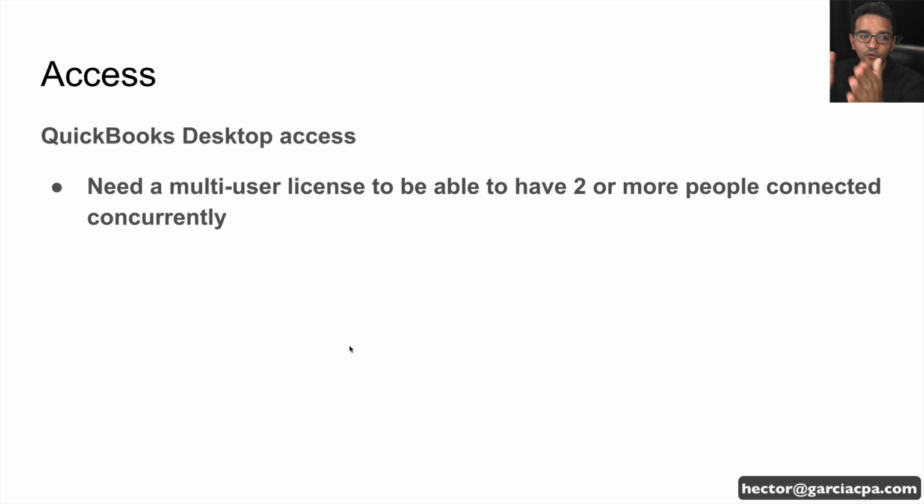Okay, so let's talk about QuickBooks Desktop access. With QuickBooks Desktop, you need to have a multi-user license to be able to have 2 or more people connected in one QuickBooks company concurrently. As we mentioned earlier on the pricing, QuickBooks Desktop Pro has a cap of 3 users, QuickBooks Premier and Accountant has a cap of 5 users, and QuickBooks Enterprise has a cap of 30 users.